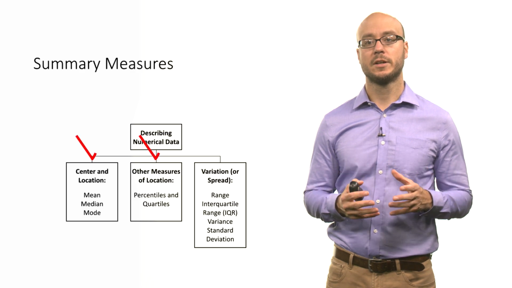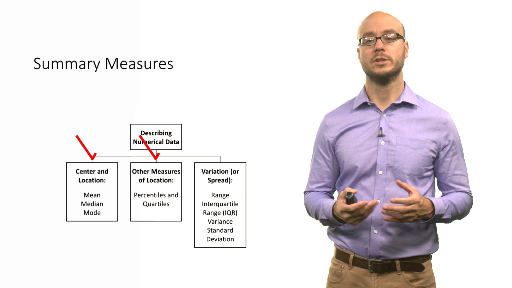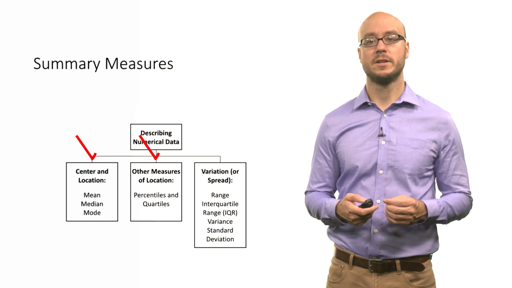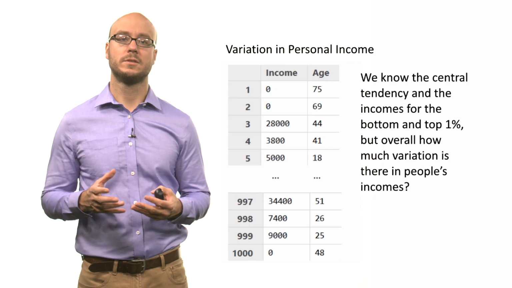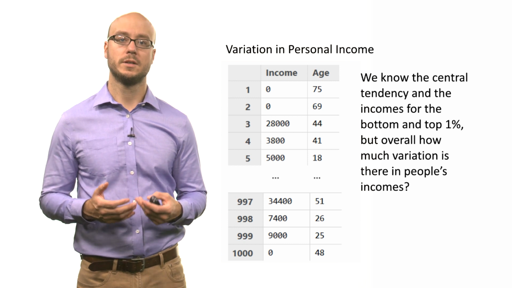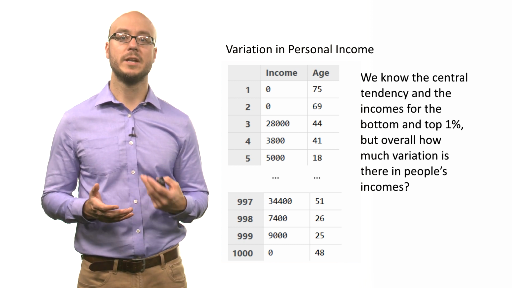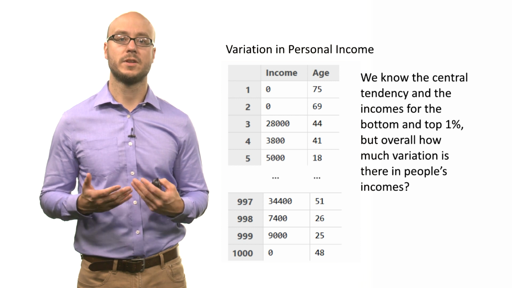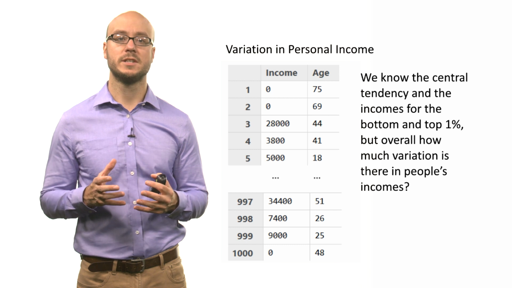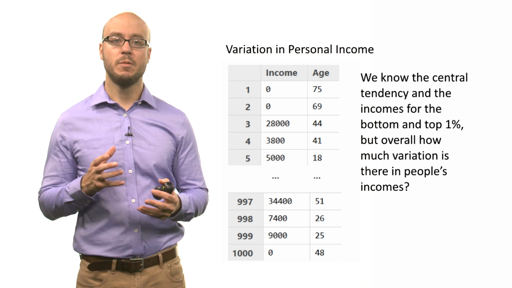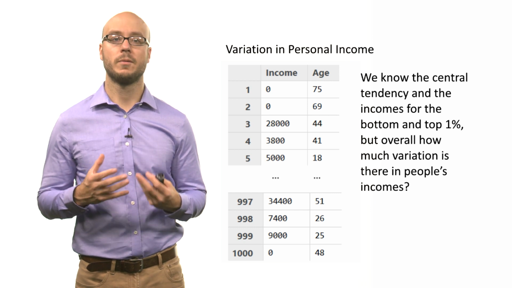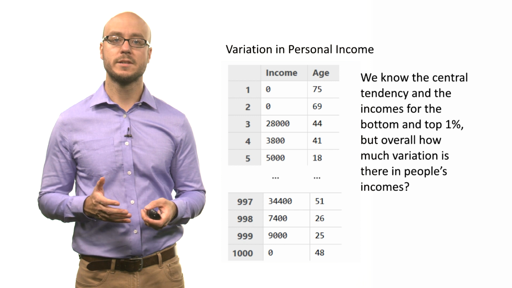So just to be clear, these measures of variation or spread include the range, the interquartile range, the variance, and the standard deviation. So we've talked about personal income, and we have this data set of personal income. We have two columns. These two variables are income and age, and then we have about 1,000 rows, 1,000 observations. And we've talked about what the measure of central tendency is for the income distribution, and we have an idea about position or location of the data.